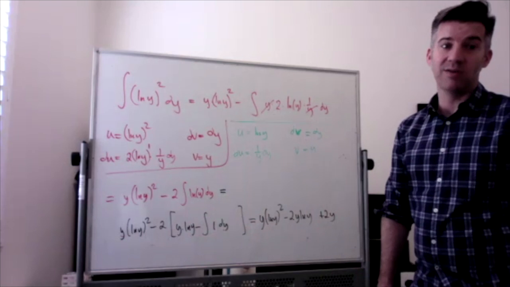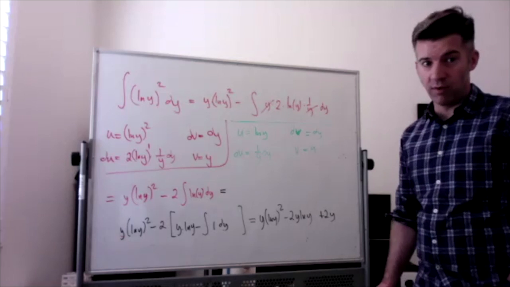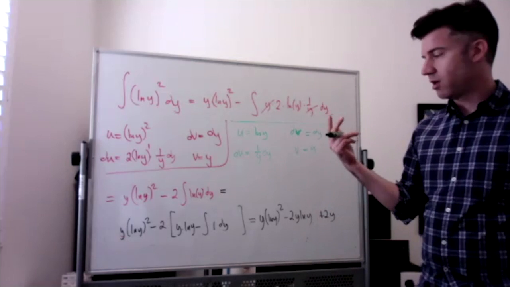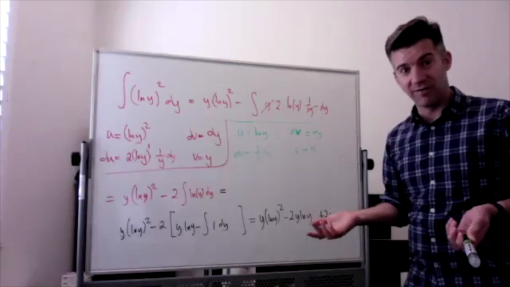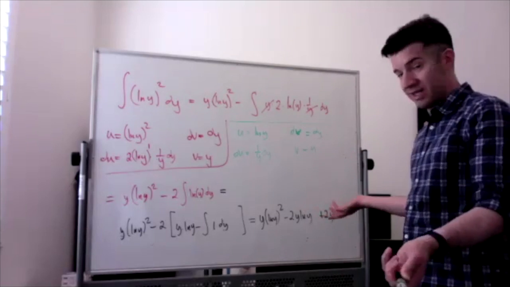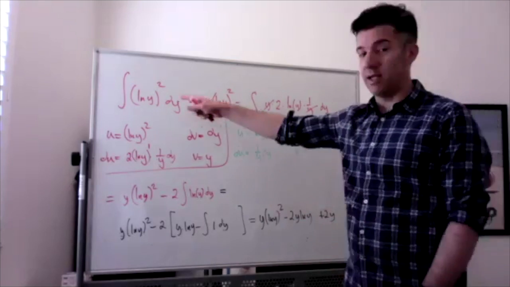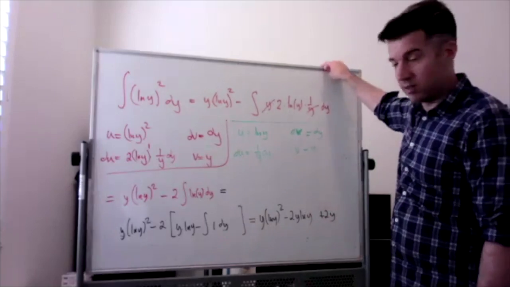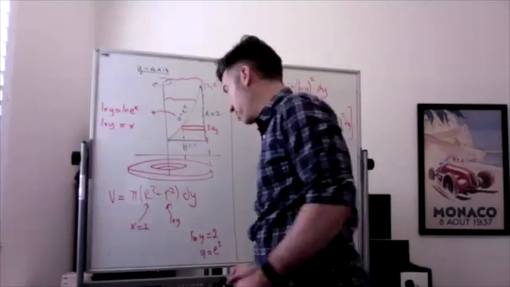No, you cannot use the tabular method for this. This is not one of your y to a power times either sine or cosine or e to the x. Sometimes repeated integration by parts you actually have to do the long way, like in this example. So that's our integral of natural log of y squared. So now we're going to go back to the other side and plug that in. So we're going to say, okay, this is going to equal, I think I need some more room here.